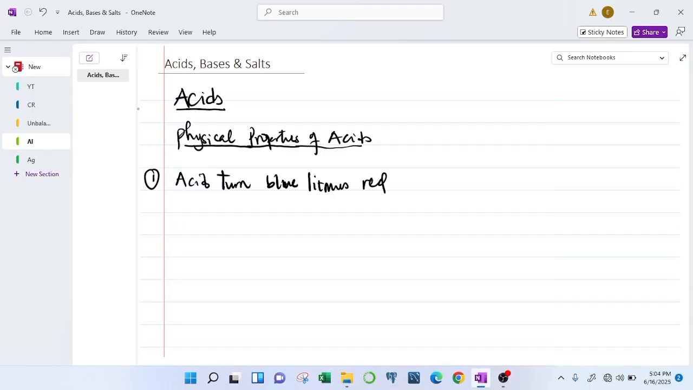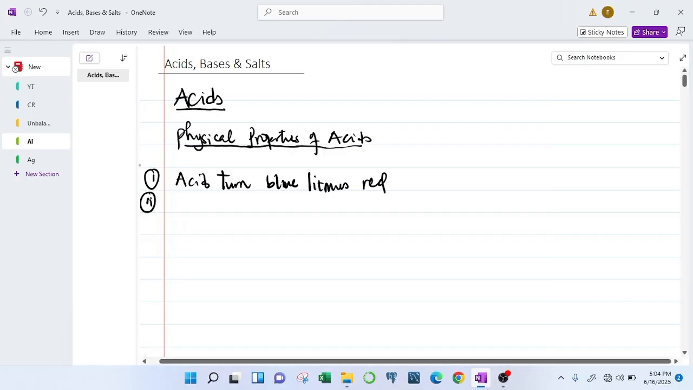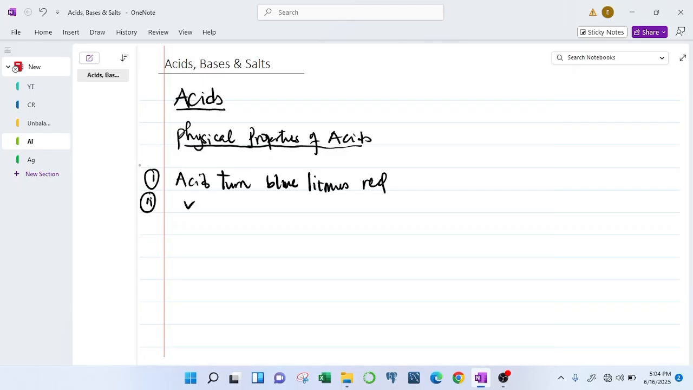So the physical properties of the acids can be very many, but it is restricted to a particular number. It all depends on who is speaking. So acids turn blue litmus red. Another one is that acids have sour taste.